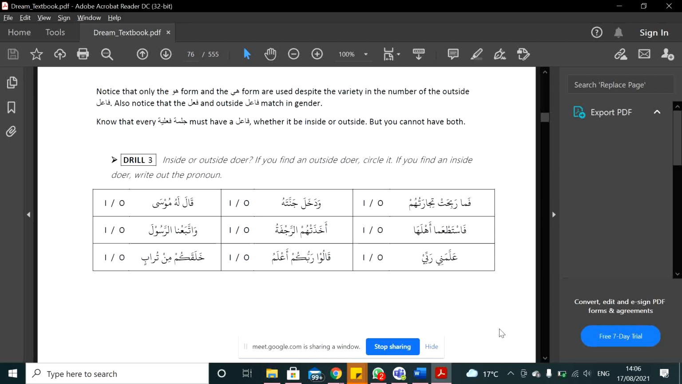Good. Sister Sarah, allamani Rabbi. Allamani Rabbi. Sorry, not allamni. Allamani. Allamani Rabbi.